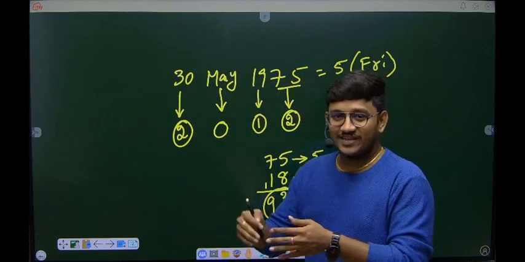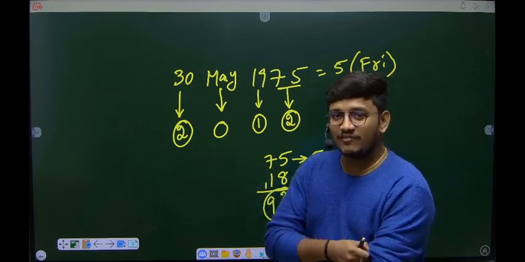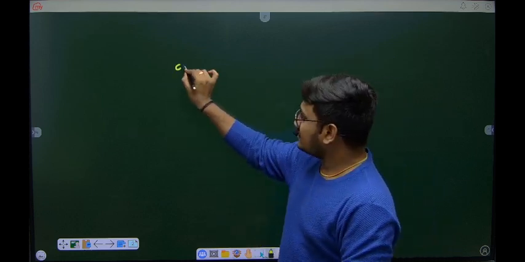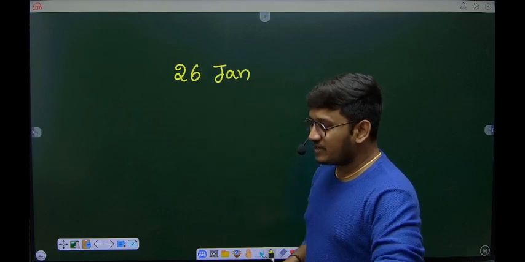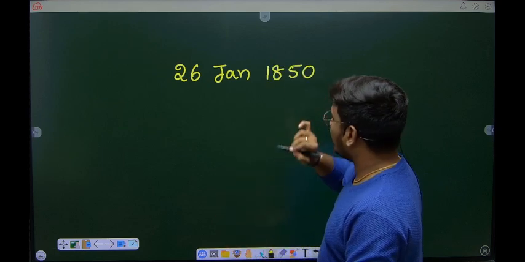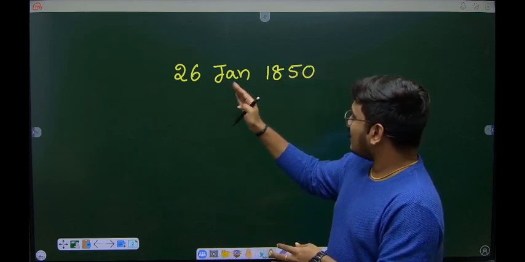I'm getting so many questions. I'll explain the process. It's not like only a particular question. I don't have any problem explaining any particular question. Okay, so I have seen one question in the chat box: 26th January 1850. Okay, nice. So 26th January 1850.